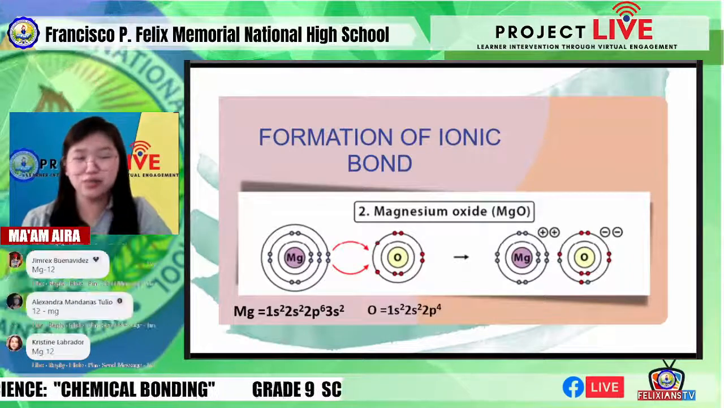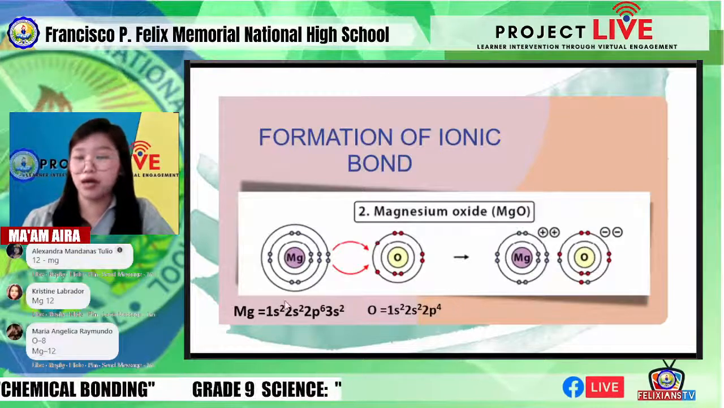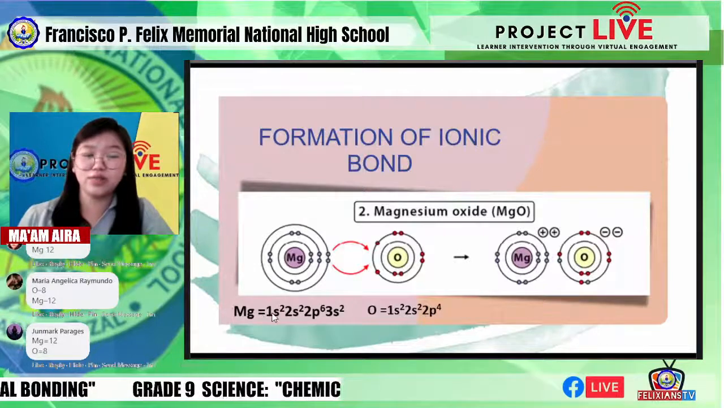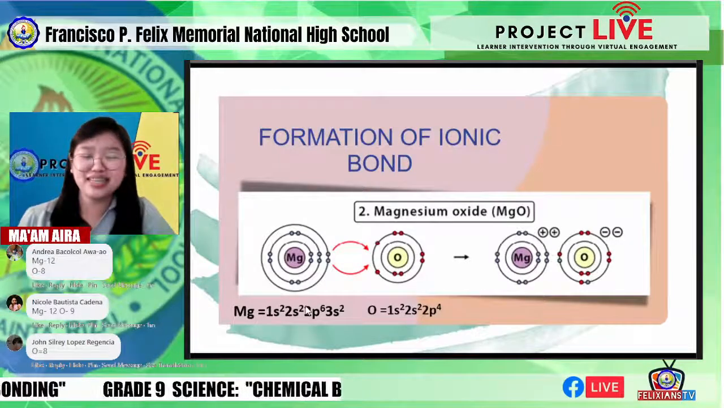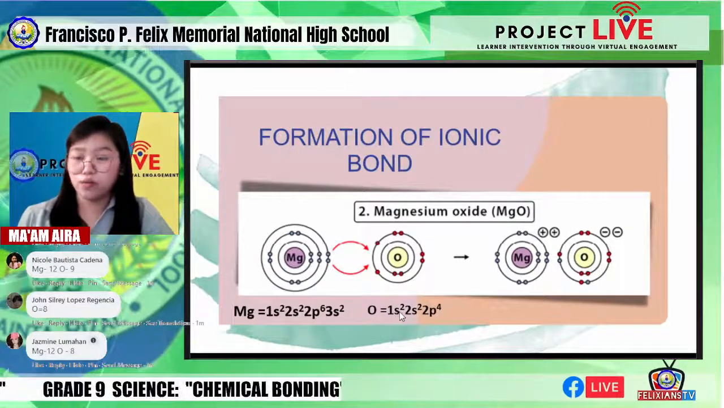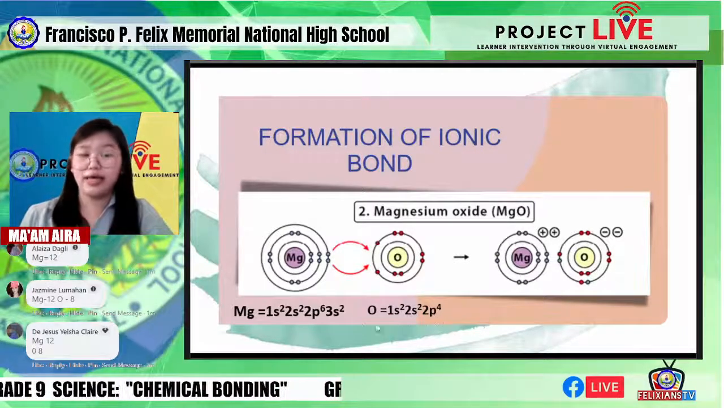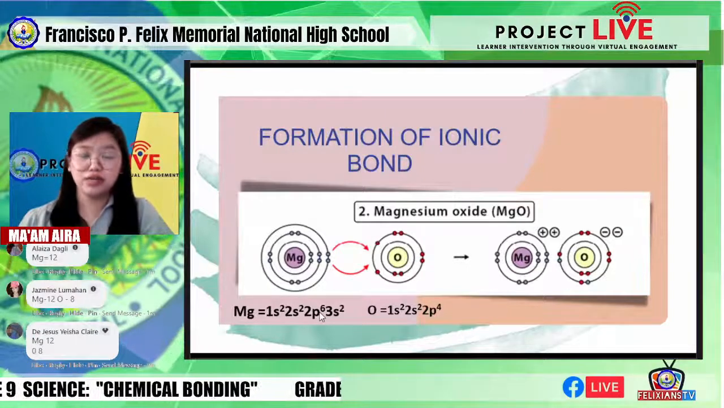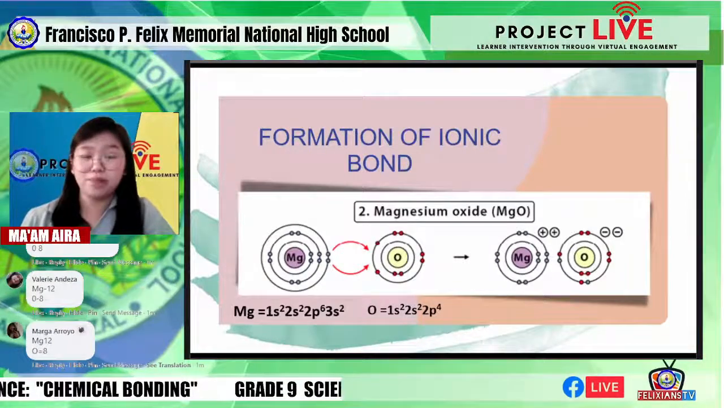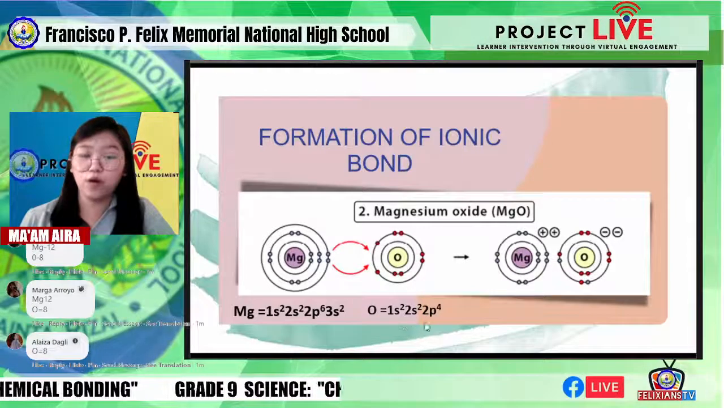Again, the next thing to do is to distribute the electrons using the electron configuration. So 1s2, 2s2, 2p6, and 3s2 for Mg. For oxygen, we have 1s2, 2s2, 2p4. Okay? Then, the next thing to do is to identify the valence shell, outermost. So, for Mg, that is 3. And for oxygen, that is 2.